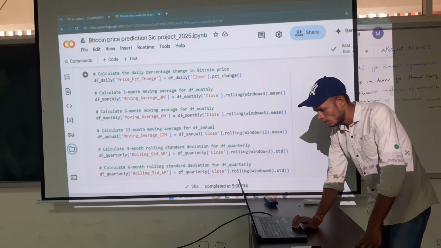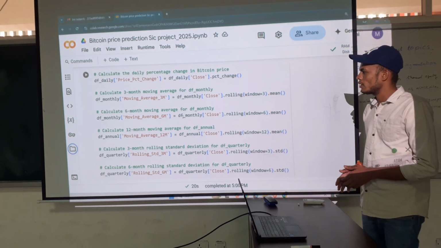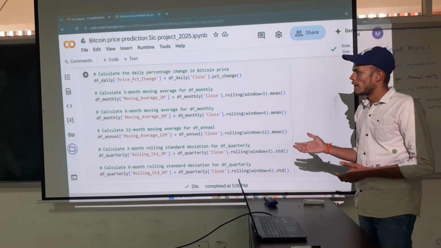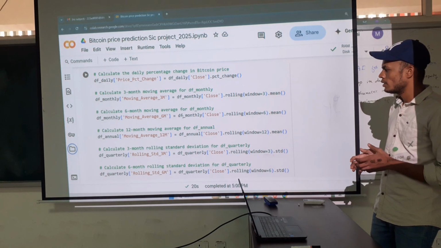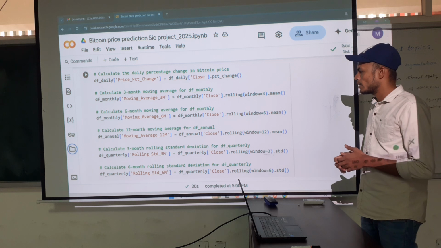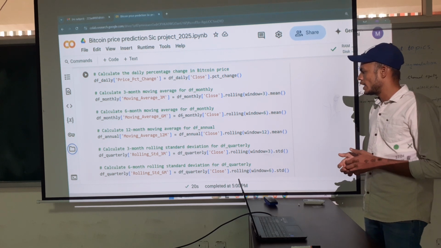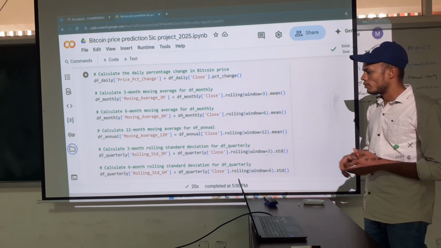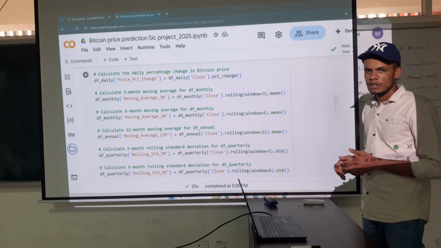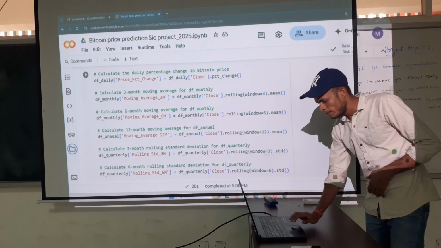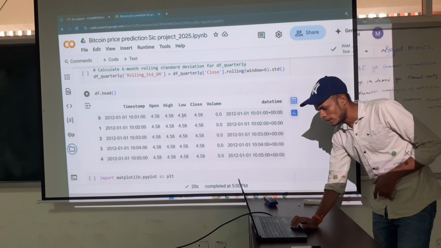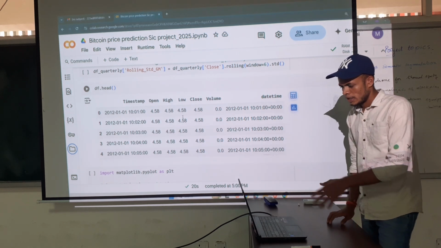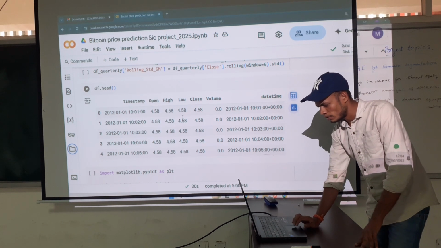This is how we calculate the percentage change in the Bitcoin price, and we also calculated the 3-month, 6-month, and 12-month moving averages. We also calculated the 3-month and 6-month rolling standard deviation of df quarterly. And this is how the dataset looks after filling the null values.